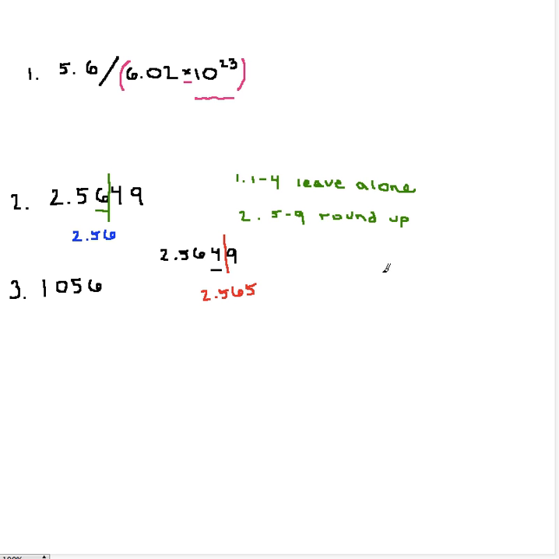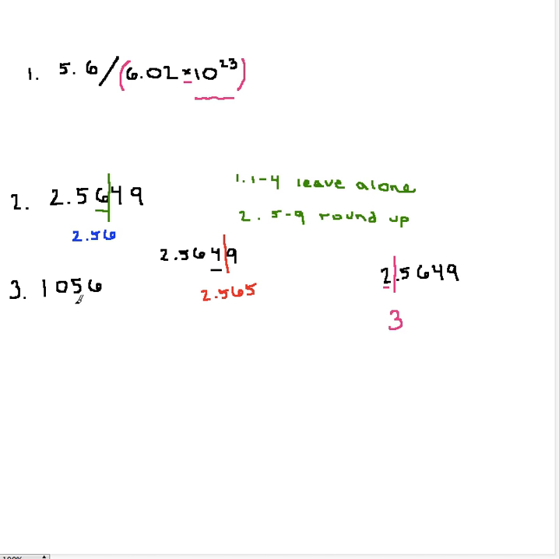Let's say I ask you to take the number 5.5649, and I ask you to round to the ones place. Now in this case, this is my ones place right here, so I'm going to draw a line right behind it. Okay. If the number right behind it is between 1 and 4, leave it alone. If it's between 5 and 9, round up. Well, since this is a 5, this is going to round up. So it just becomes 3. And you're done.